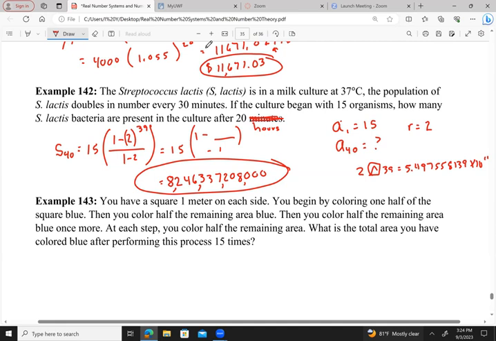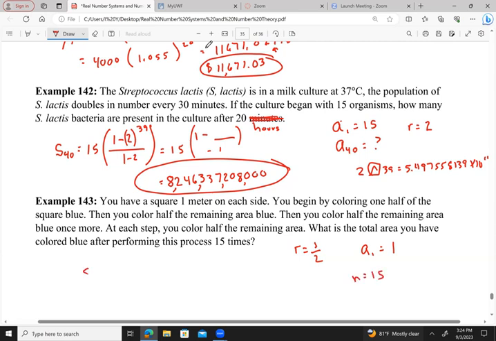You have a square, 1 meter on each side. You begin by coloring 1/2 of the square blue, then you color half the remaining area blue. Then you color half the remaining area blue once more. At each step, you color half the remaining area. I think that's a subtle hint. R is 1/2. A sub 1 is 1. The total area you have colored after performing this 15 times. So N is 15.